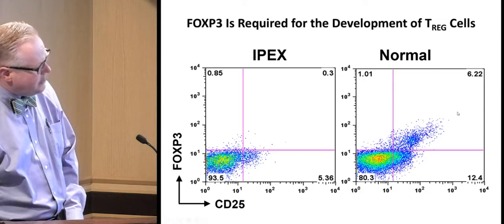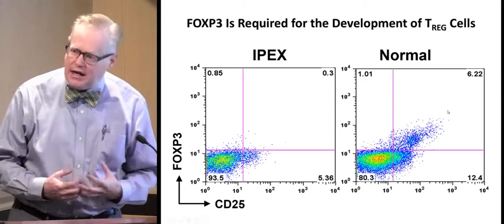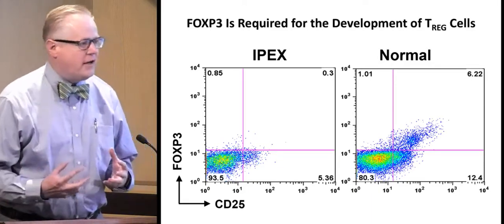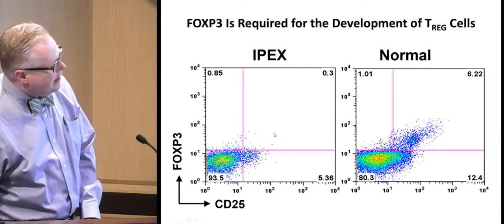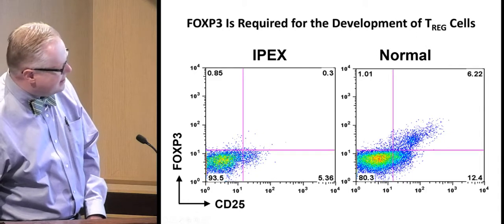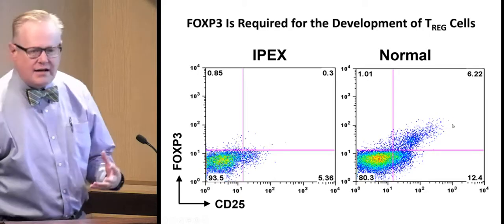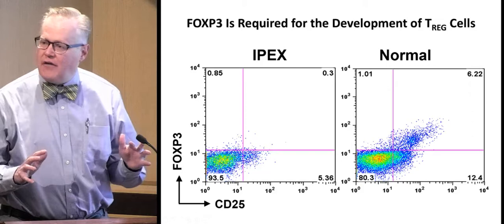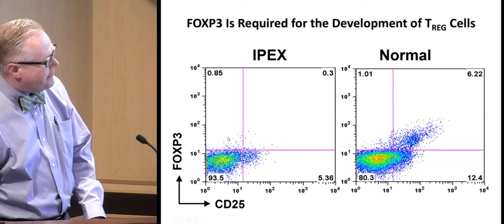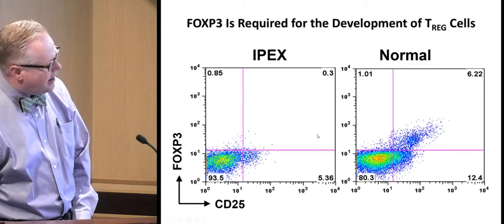Now, the reason is that these patients have mutations in the FOXP3 gene, and FOXP3 encodes a transcription factor that is required for the development of functional regulatory T cells. These are the regulatory T cells in a normal individual. If you take the CD4 positive T cells, which is what we've done here, and you look at cells that express FOXP3 and CD25, which are the regulatory T cells, they're here, and they comprise in a normal individual between 4 and 8% of their CD4 positive T cells. And here, in a patient with IPEX, with a severe form of the disease, you see they're essentially absent. So really significant absence of regulatory T cells.